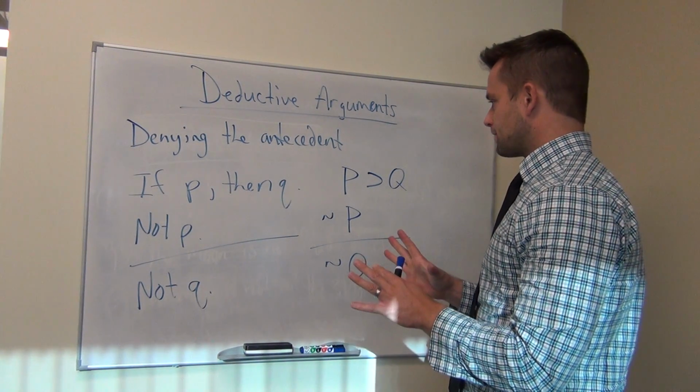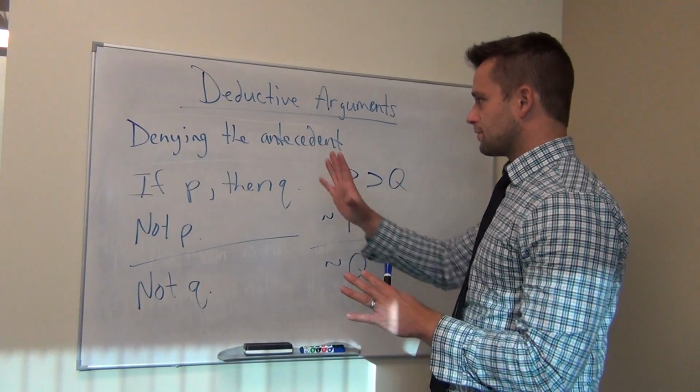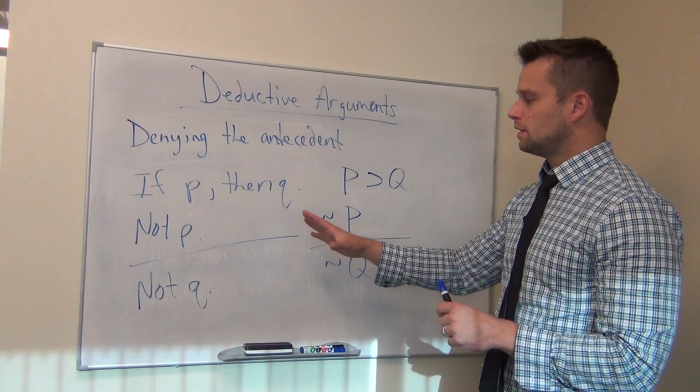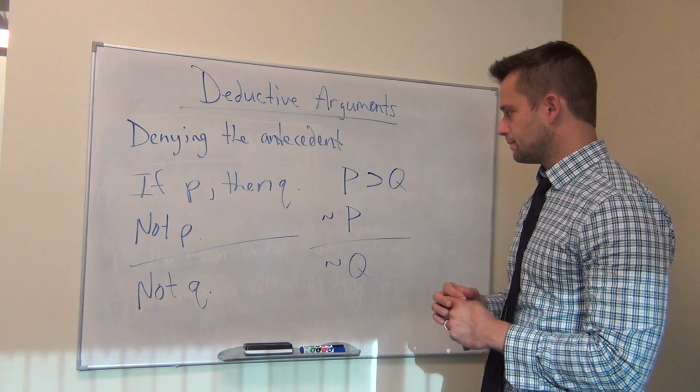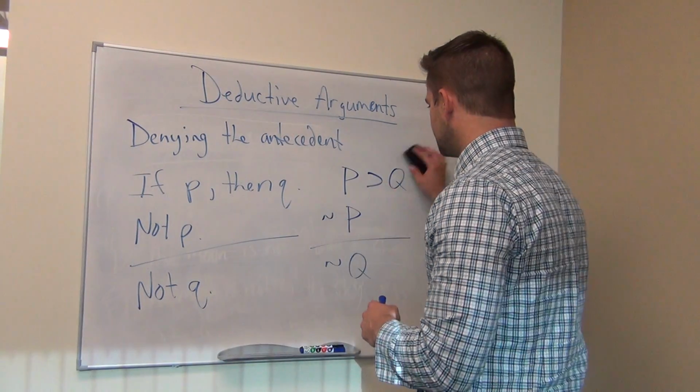Okay, but anyway, apart from super nerds, so this is an invalid form. It's a deductive form, but it's invalid. And let's look at an example.